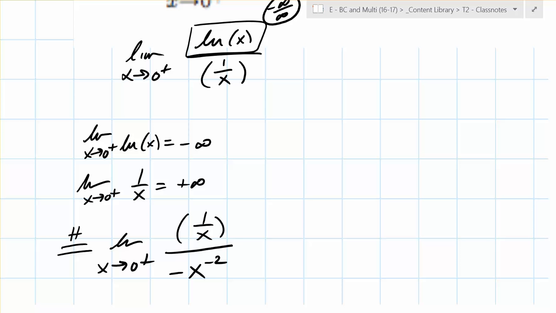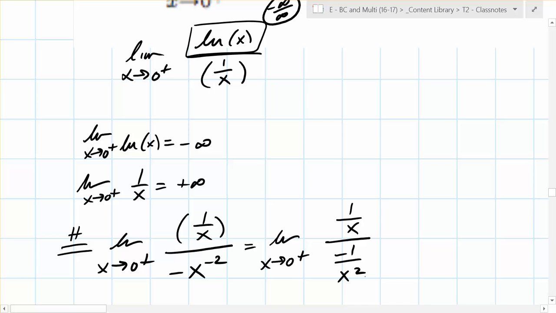So yeah, first of all, you could check to see if this is indeterminate form. What does this look like? This is the limit as x goes to 0 from the right of 1 over x over negative 1 over x squared. The top one's going to be positive infinity and the bottom one's going to be negative infinity. So is this still indeterminate?